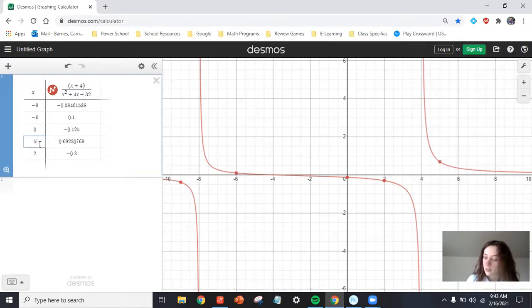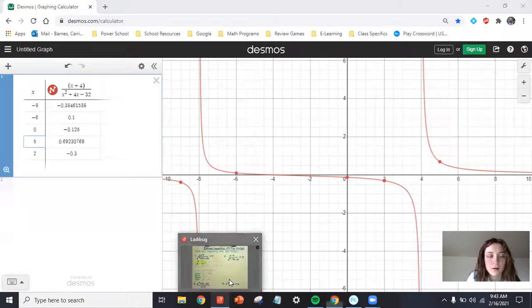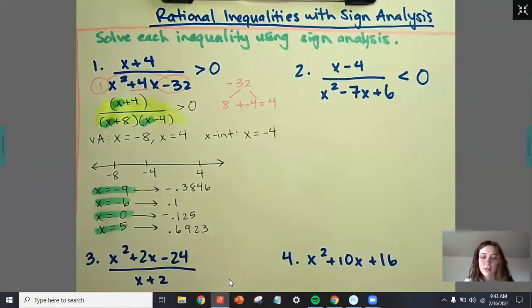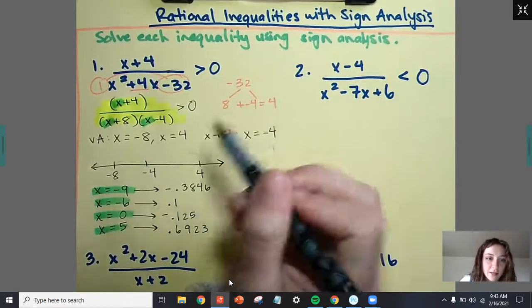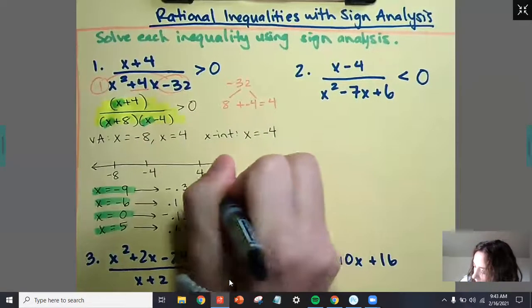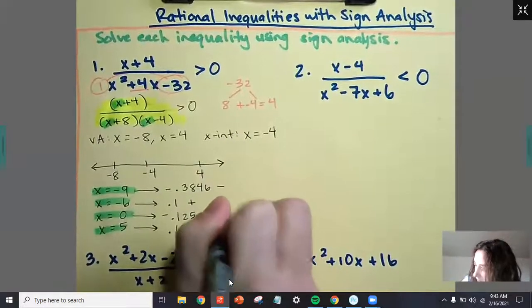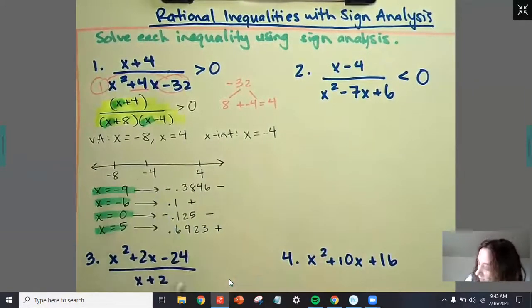Yes, these numbers are crazy, but we're going to write them down anyway. So negative 0.3846, 0.1, negative 0.125, and then 0.6923. The only thing that we really care about is whether this is positive or negative. At negative 9, I can see that this was negative, then it went positive, then it went negative, and then it went back to positive. So that's what I'm going to put up here on my sign analysis.